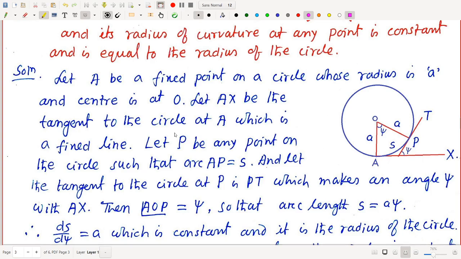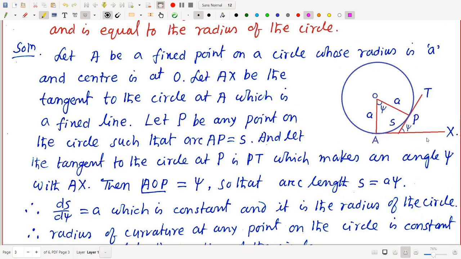Let AX be the tangent to the circle at A. A is a fixed point on the circle and AX is the tangent. So this AX will be a fixed line. We need a fixed line for giving the definition or calculating radius of curvature. So A is a fixed point on the circle, AX is the tangent to the circle, so this AX is a fixed line.